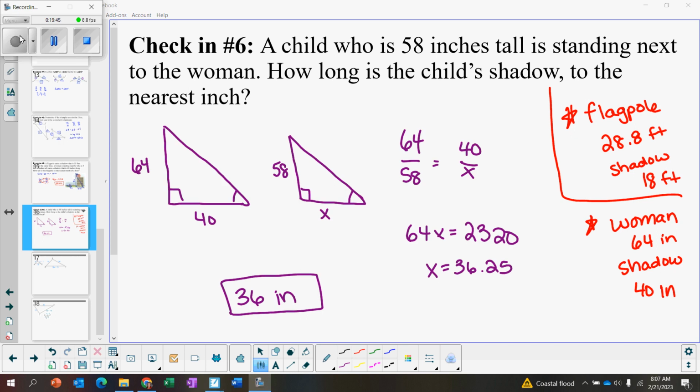I actually used the woman's triangle. Her height is 64, her shadow is 40 inches, the child's height is 58 inches, the child's shadow is x inches. So 64 over 58 equals 40 over x. When I cross multiply, I get x is 36.25. It asks how long it is to the nearest inch, so that's 36 inches.